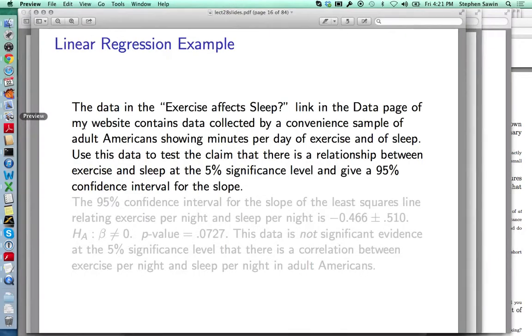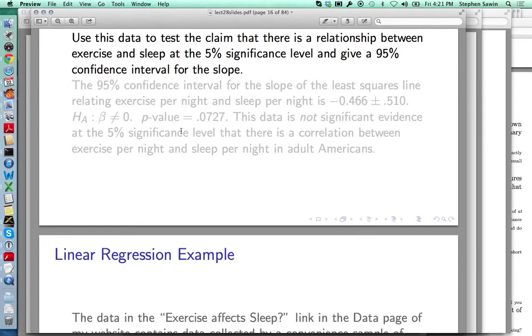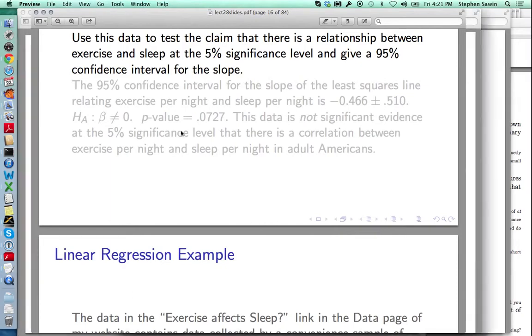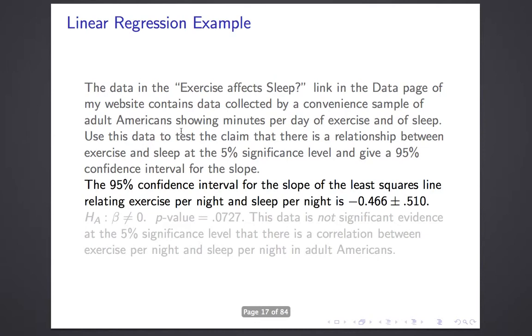With those numbers in hand, let's return. We report the 95% confidence interval for the slope of the least squares line relating exercise per night and sleep per night in adults is minus 0.466 plus or minus 0.510. I just want to point out that's a huge interval, right? It goes from minus 0.04 to almost 1. You will find that confidence intervals for the slope tend to be pretty broad, broader than you might expect, particularly in cases like this where there was a very weak association, right?